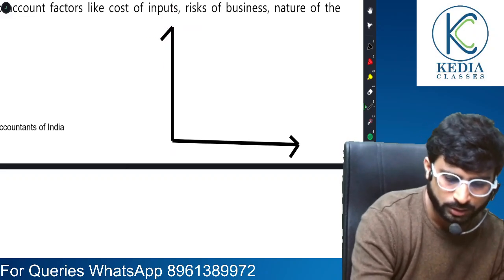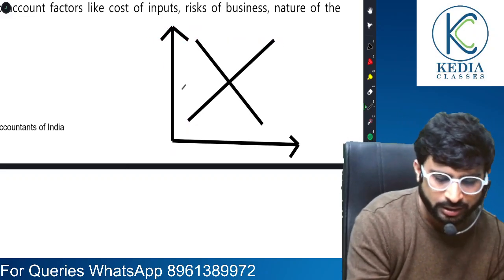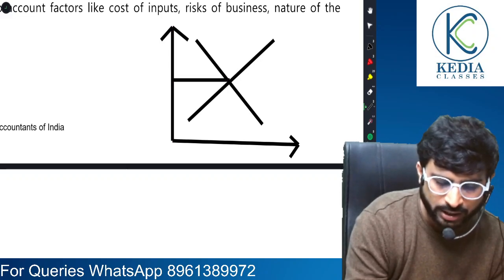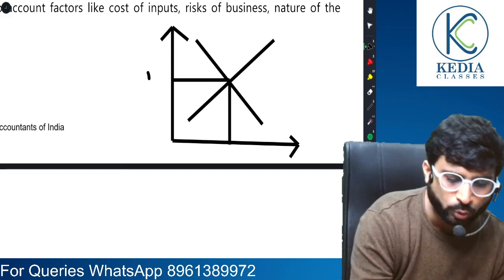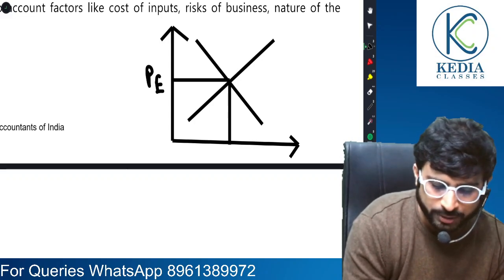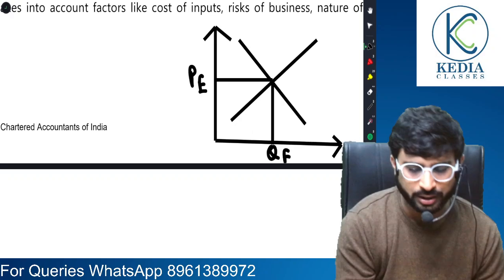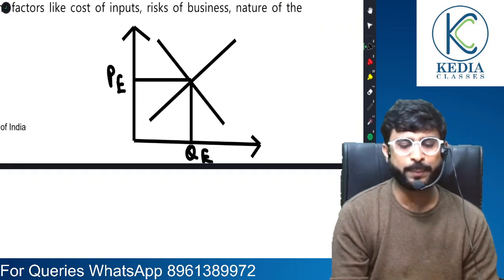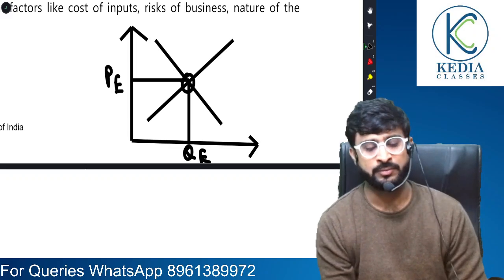Have a look. Friends, if this is the demand and this is the supply, then when demand equals supply, what you end up getting is an equilibrium price and an equilibrium quantity. Here it is. Equilibrium price and equilibrium quantity. Understood, sir? Yes, sir.